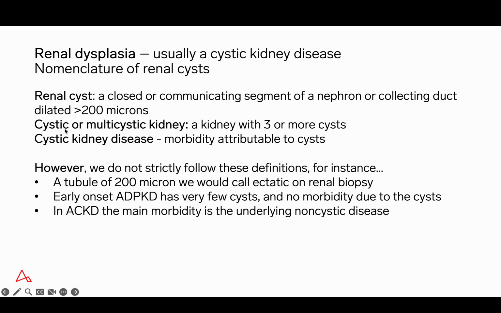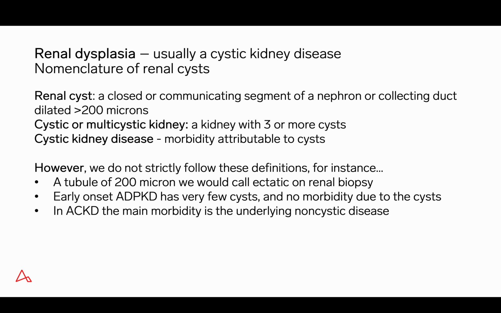A cystic or multicystic kidney is a kidney with 3 or more cysts, and cystic kidney disease is morbidity attributed to the cysts. Although we have these three clearly defined definitions, we don't follow those rules very well. For instance, a tubule that's greater than 200 microns is only the size of a glomerulus, and if we had a biopsy showing that, we'd probably just call it an ectatic tubule.